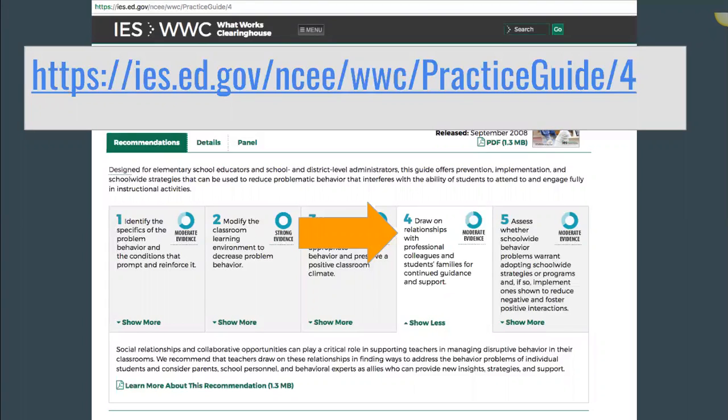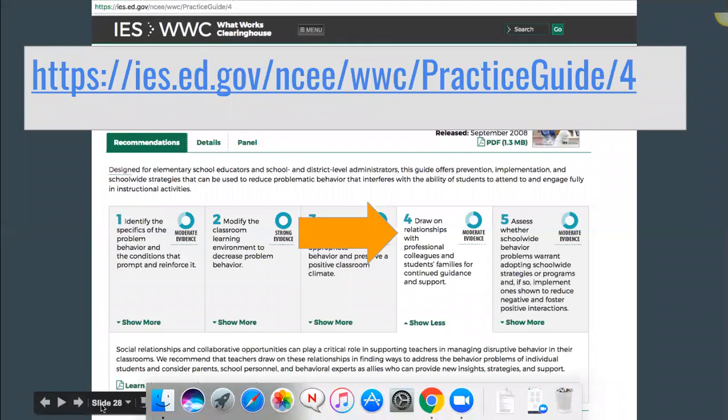Social relationships and collaborative opportunities can play a critical role in supporting teachers in managing disruptive behavior in their classrooms. Teachers can draw on these relationships, finding ways to address the problem behavior of individual students, and consider parents, school personnel, and behavioral experts as allies who can provide new insights, strategies, and supports.